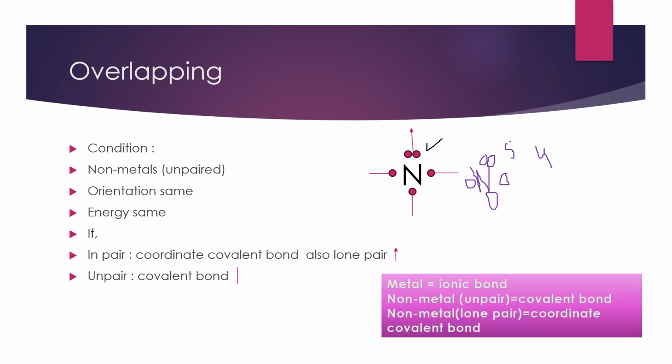Now there is a key point for you all, guys: if the atom is a metal, it will form an ionic bond. If it is non-metal and unpaired, it forms a covalent bond; if paired, a coordinate covalent bond.